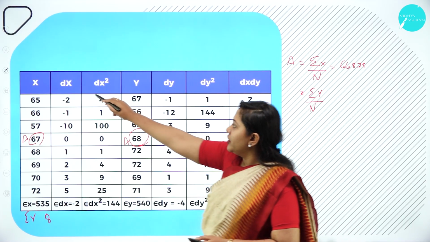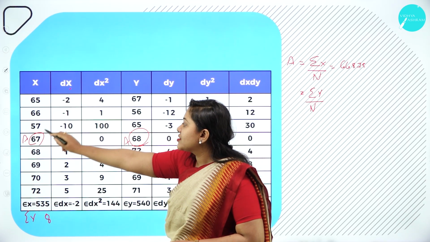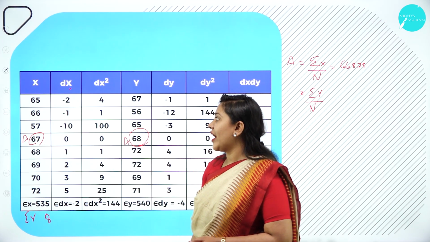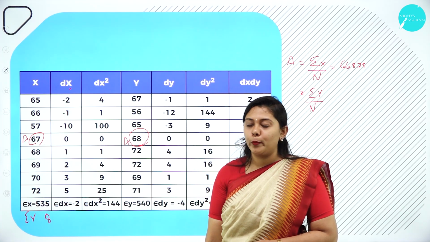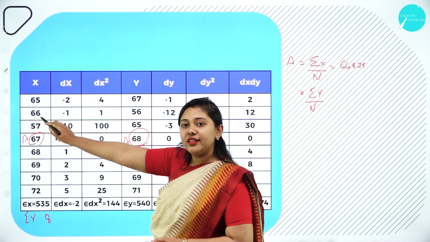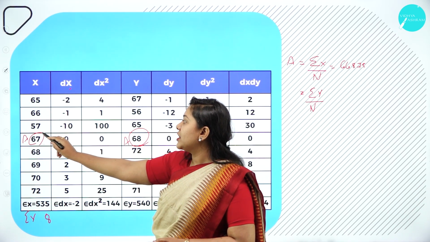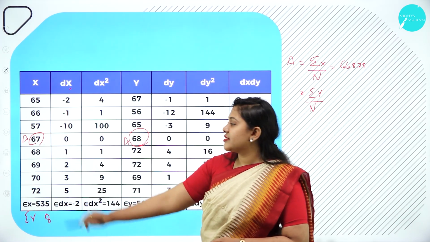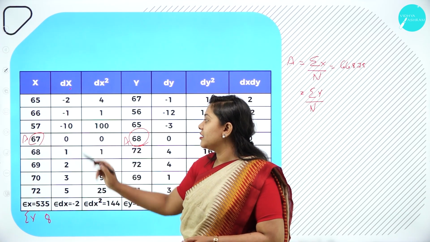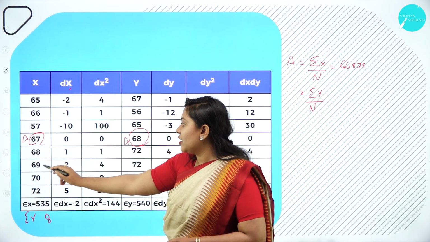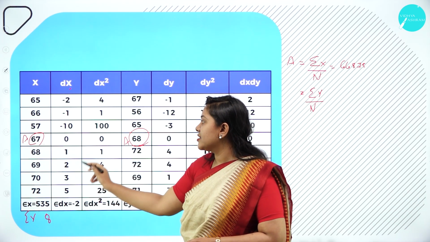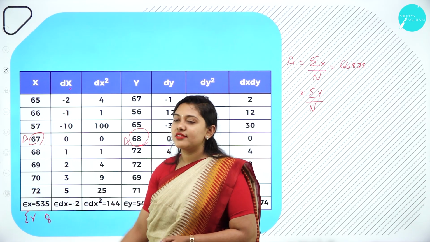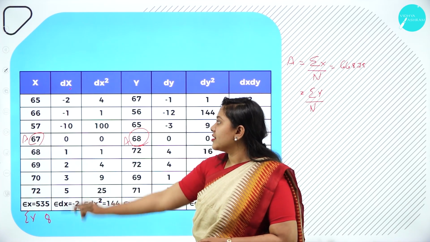So let us find out the deviation for x. The actual mean is 67. So 65 minus 67 is how much? Minus 2. Next, 66 minus 67, minus 1. 57 minus 67, minus 10. 67 minus 67, 0. 68 minus 67, it is 1. 69 minus 67, 2. 70 minus 67, 3. 72 minus 67 is how much? 5. So this is how you calculate.